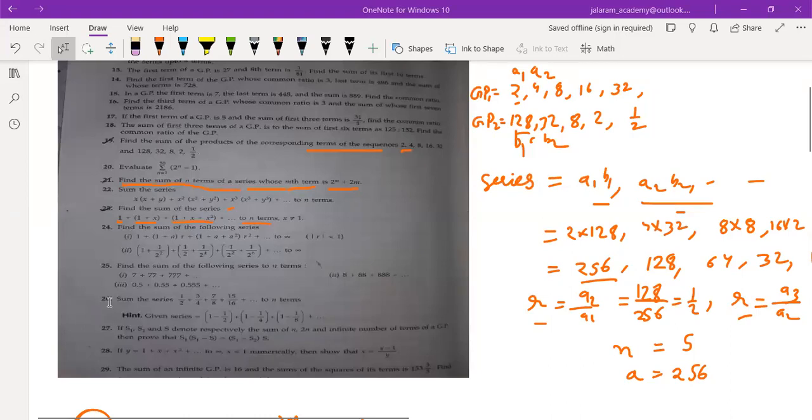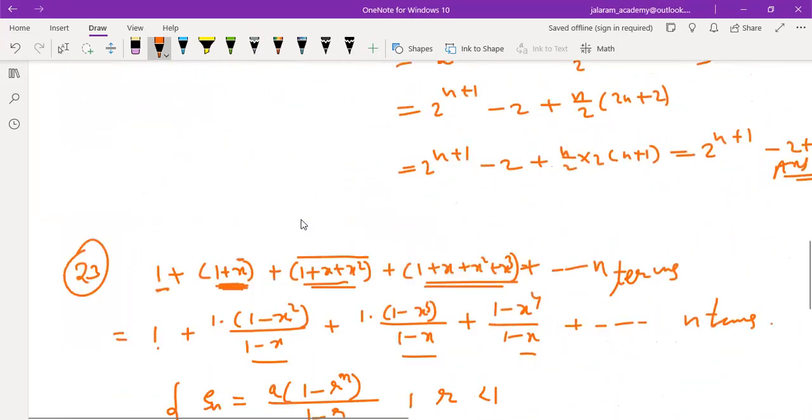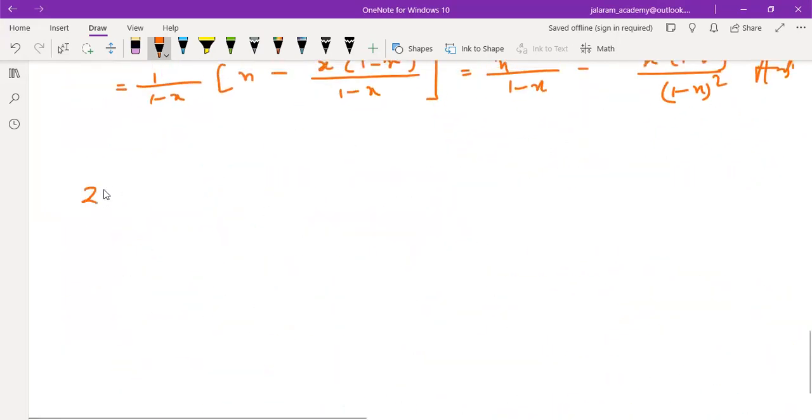So next doubt, question number 22. Sum the series x into x plus y plus x square into x square plus y square plus x cube into x cube plus y cube, and so on up to n terms. This is also same as question number 23. Question number 22.